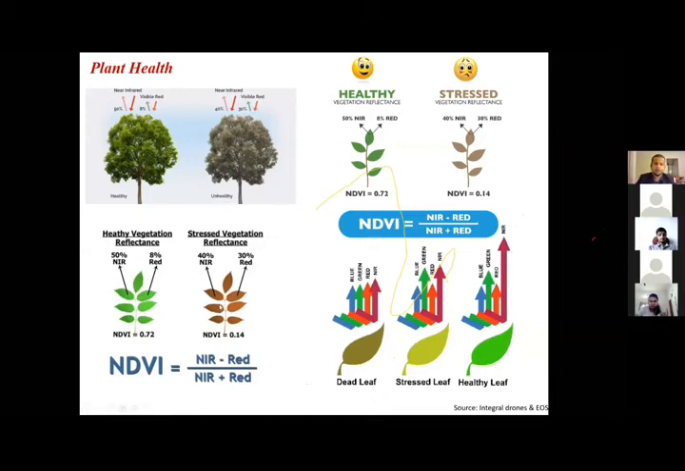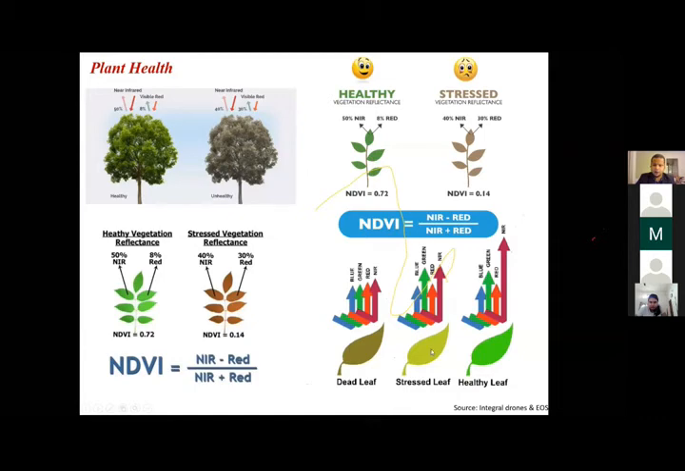So this principle can be used to find out the health of the vegetation by using some indices. One of the indices is called the Normalized Difference Vegetation Index, NDVI, which is given by the formula using NIR and red, because these are the two principal components of the electromagnetic spectrum which we are looking at to differentiate healthy and unhealthy vegetation.